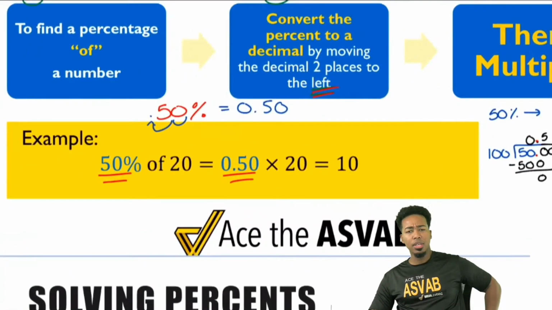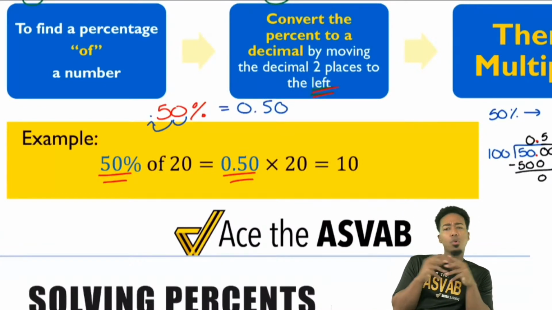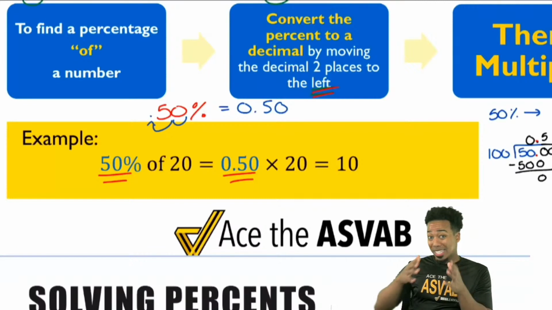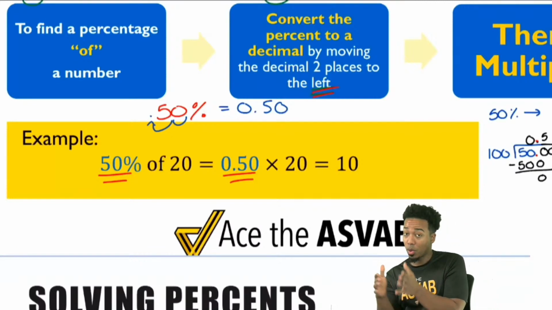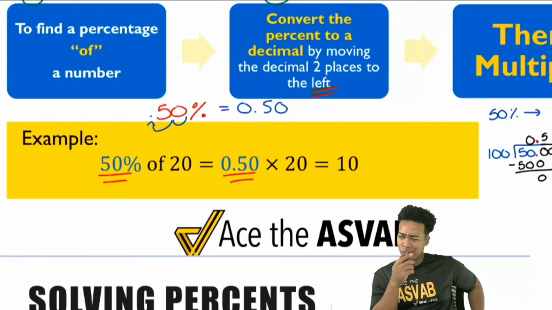Now, pop quiz time, because I told you that we're going to be working backwards in this class today. If we're working backwards and we're already dealing with the decimal and we want to turn it back to a percent, what do you think we might need to do? What do you think we might need to do?